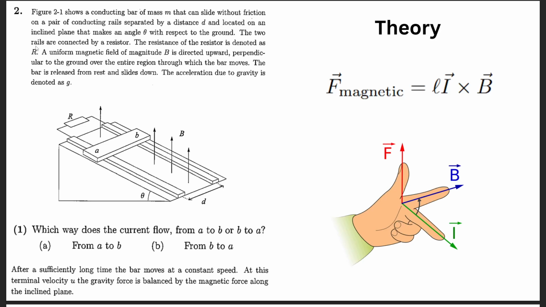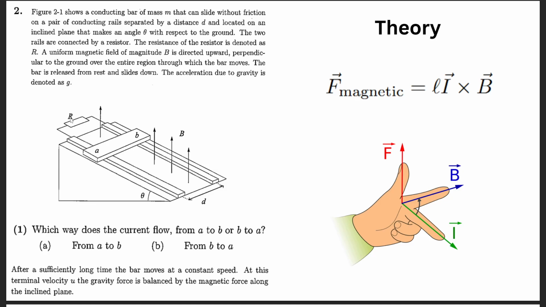So the problem is that there is a conducting bar of mass m that can slide without friction on a pair of conducting rails separated by a distance d, located on an inclined plane that makes an angle theta with respect to ground. The two rails are connected by a resistor. The resistance of the resistor is noted as R.